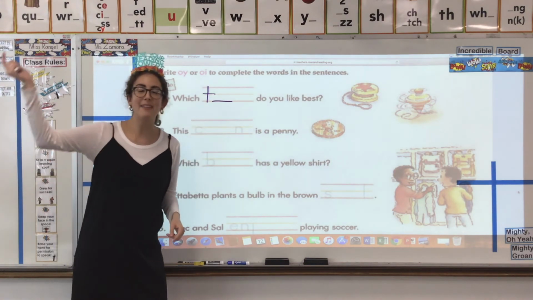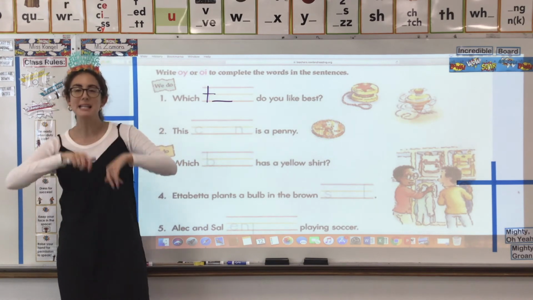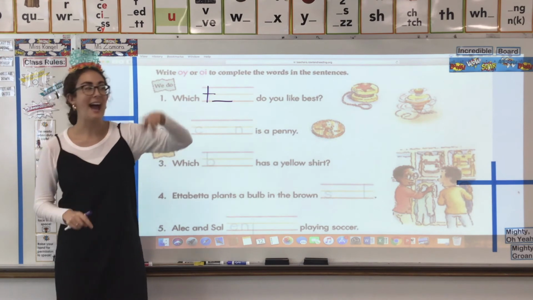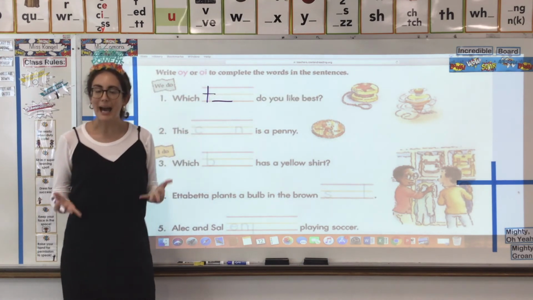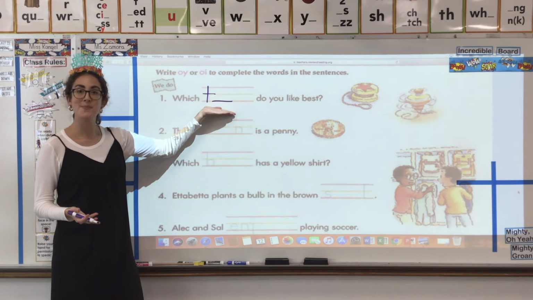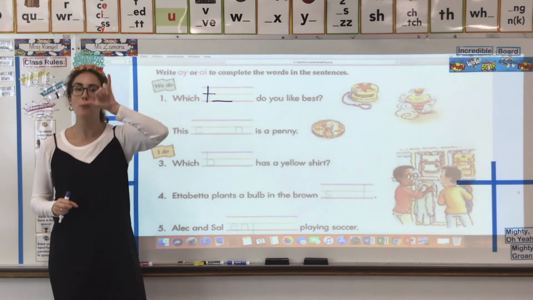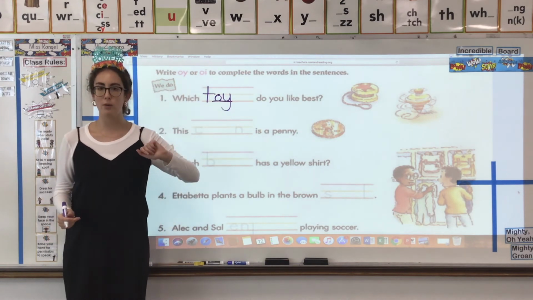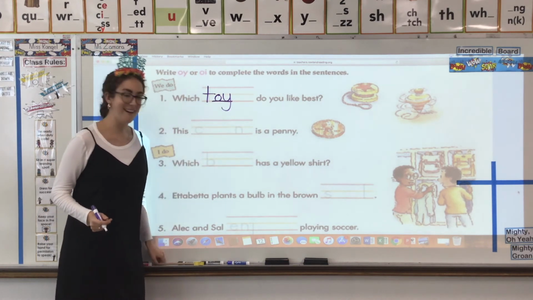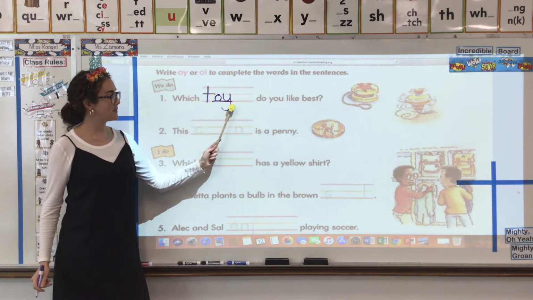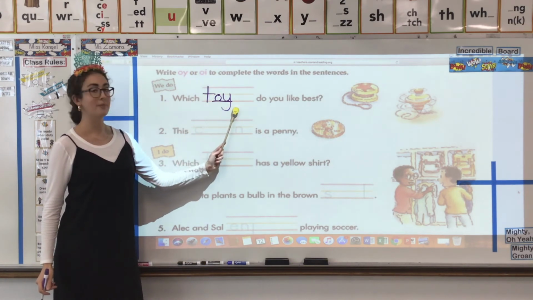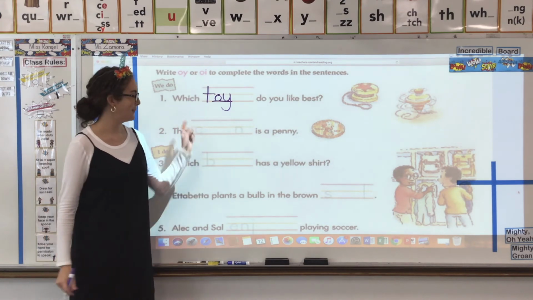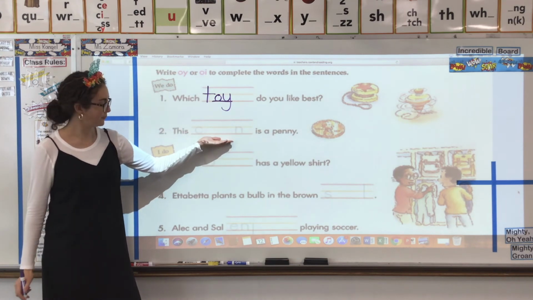We have a sound at the end of the word. The oi sound is going to go at the end. So if we hear oi at the end of a word, how are we going to spell it? With O-Y. O-Y goes at the end of words. Good job. Can you read this word we spelled? It says toy. Good job.